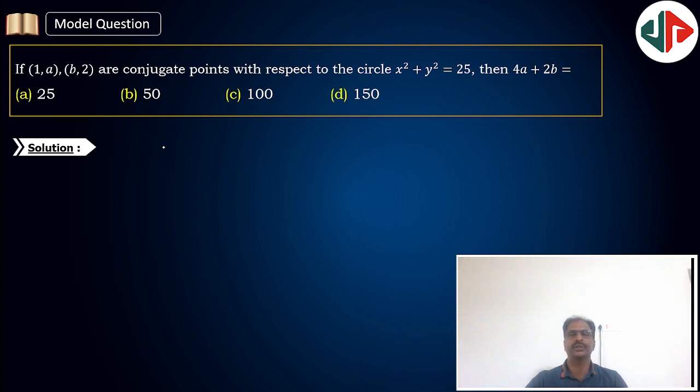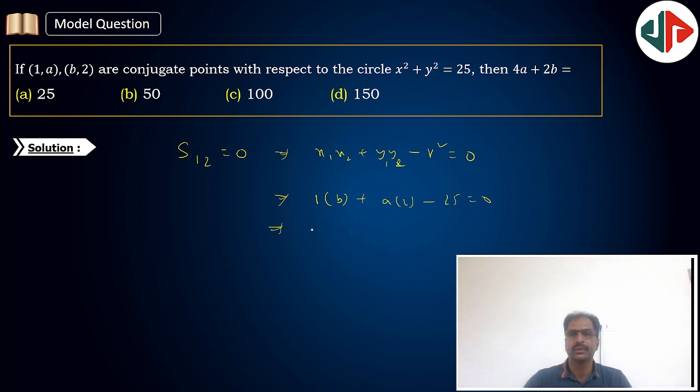Next, 2 points are conjugate with respect to the circle. The condition for 2 points to be conjugate is S12 is equal to 0. S12 means x1 x2 plus y1 y2 plus, with circle center at origin, minus r square is equal to 0. X1 x2 means 1 into d, y1 y2 means a into 2, r square is 25. So 2a plus b is equal to 25, or 4a plus 2b is equal to 50. Option.